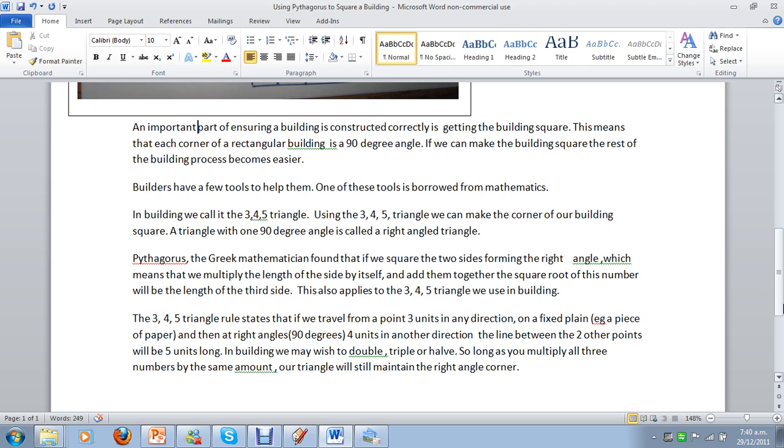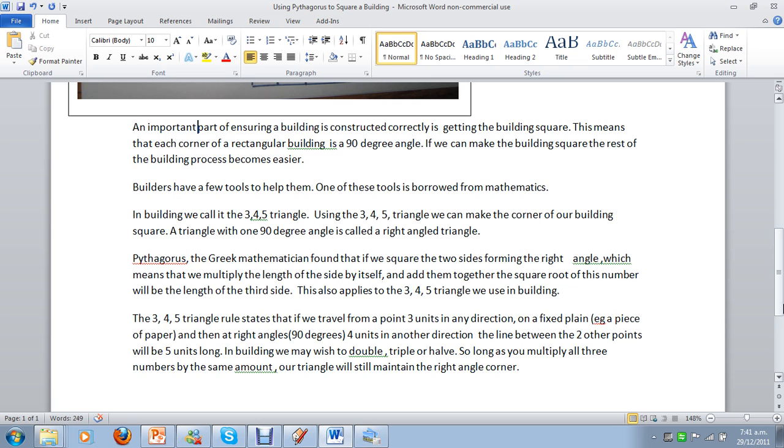A triangle with one 90-degree angle is called a right-angled triangle. Pythagoras, the Greek mathematician, found that if we square the two sides forming the right angle, which means that we multiply the length of the side by itself, and add them together, the square root of this number will be the length of the third side. This also applies to the 3-4-5 triangle we use in building.